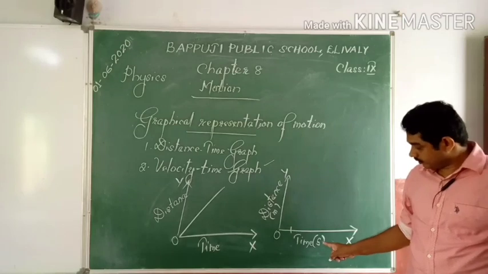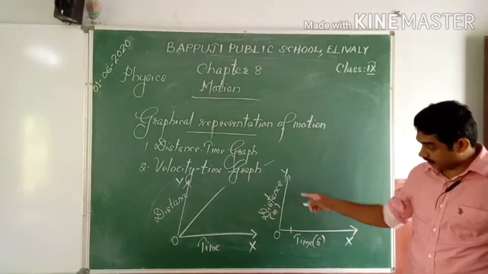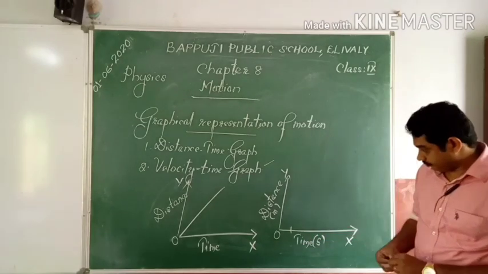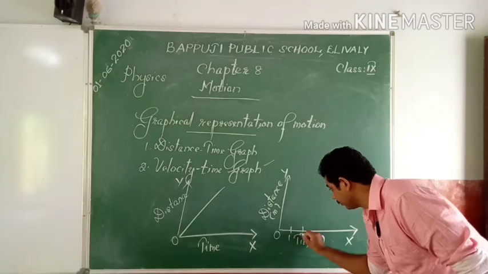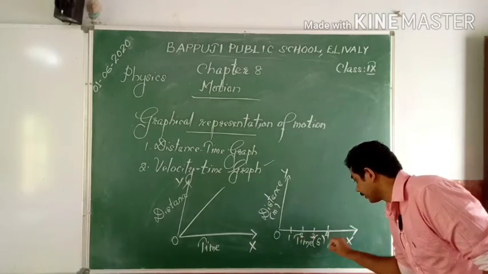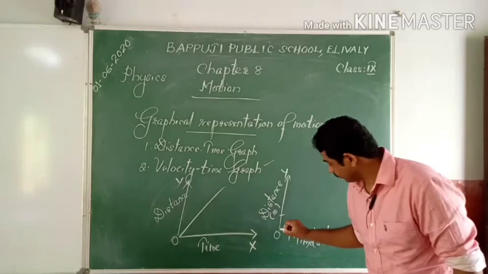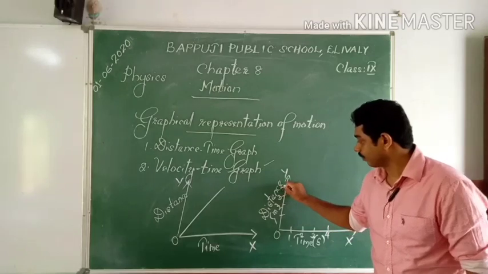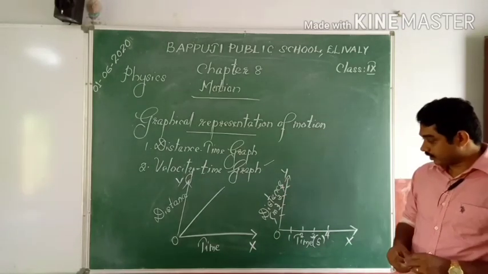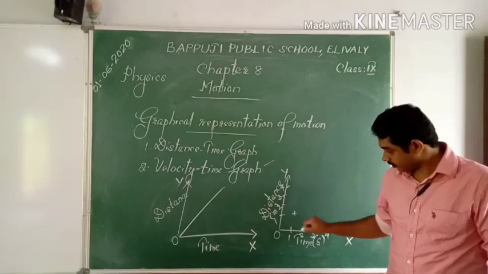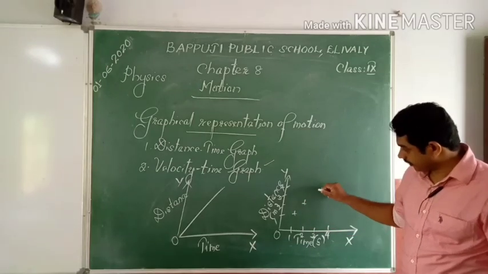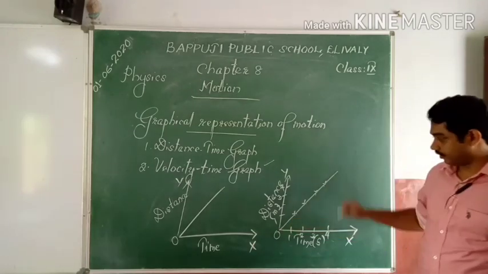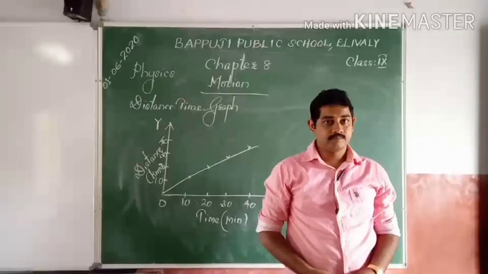In x-axis, we can take time in seconds, and in y-axis, distance is taken in meter. 1 second, 2 seconds, then 3 seconds, 4 seconds, etc. Next, in y-axis, 1 meter, 2 meter, 3 meter, and 4 meter, etc. If it covers 1 meter in 1 second, 2 meter in 2 seconds, 3 meter in 3 seconds, and 4 meter in 4 seconds, we will get a straight line graph.